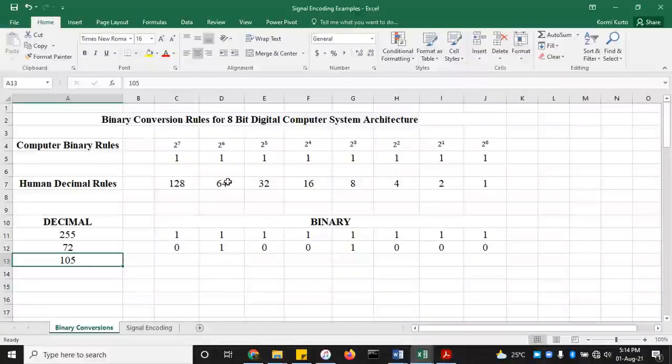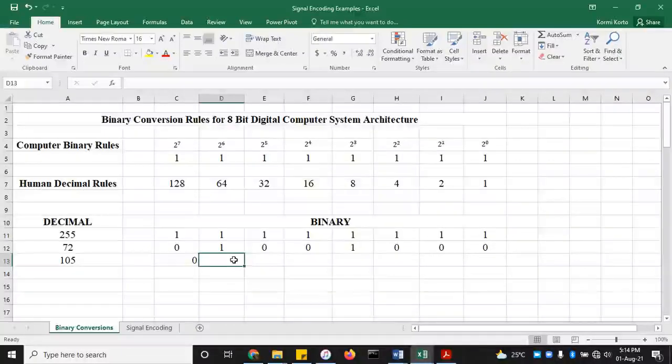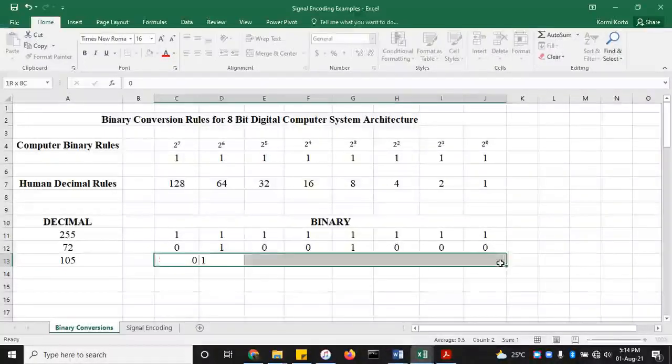If you look at this very carefully, you know that 105 is smaller than 128, but it's bigger than 64. So obviously you cannot switch on the 8th bit, but you can switch on the 7th bit. So in this case, it's 0 here, but 1 here. Okay, so we have 64. 64 out of 105, you probably need about 41 more added to it to arrive at 105.